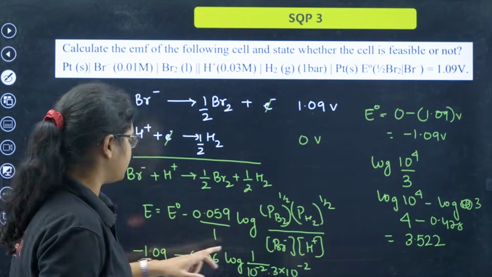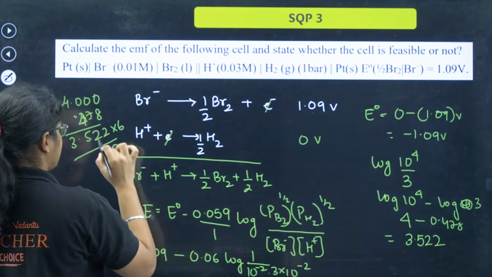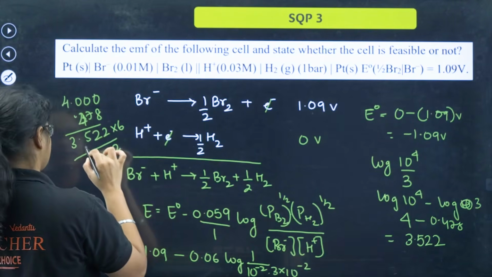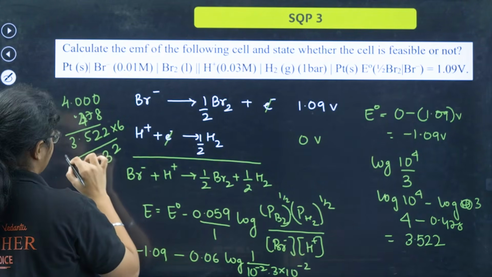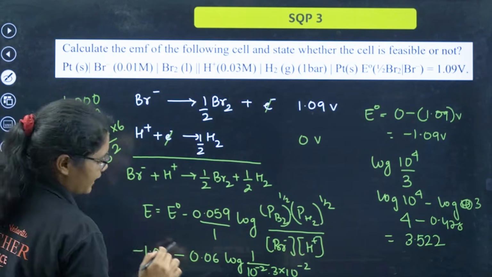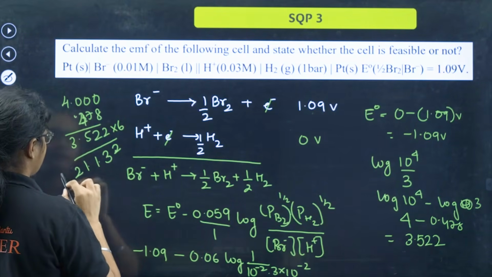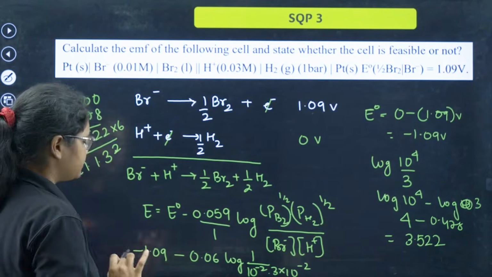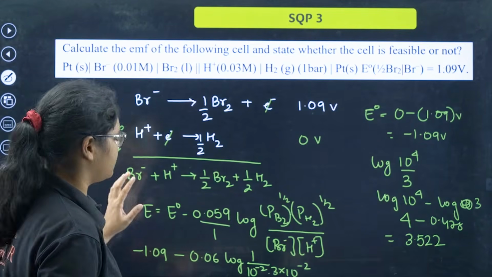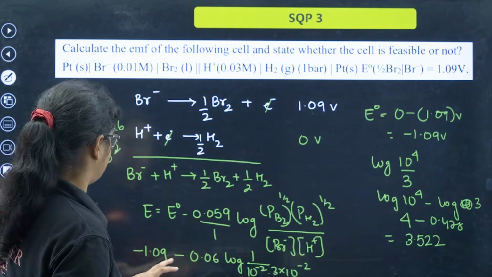Now I can just multiply this value with 0.06. So 6 2s are 12, 6 2s are 12 plus 1 is 13, 6 5s are 30 plus 1 is 31, 6 3s are 18, 19, 20, 21. Now we have total 5 decimal places, 1 2 3 4 5. So this whole value will give me 0.21132, right? Yes, just a minute.